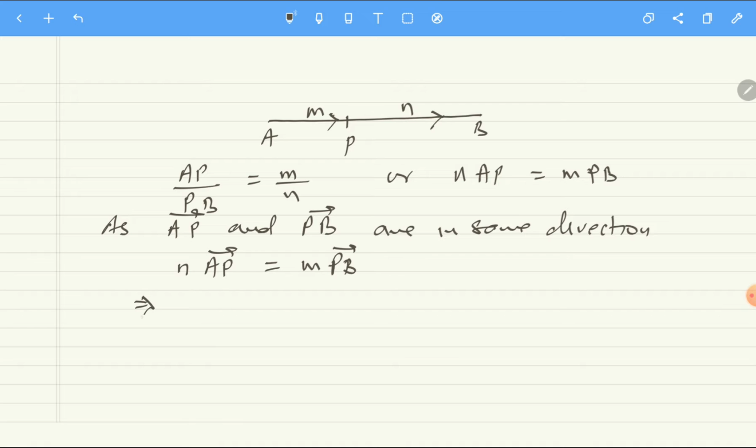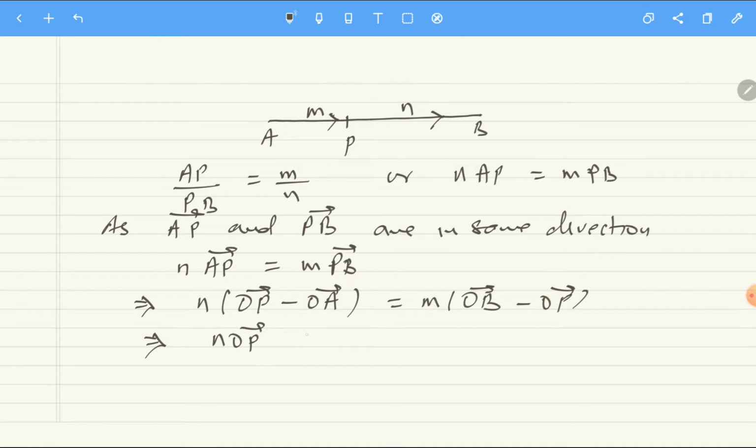So this implies n times AP vector, how will we write it? Position vector of P minus position vector of A. M times PB means position vector of B minus position vector of P. Now we can open these brackets. NOP minus NOA, MOB minus MOP.